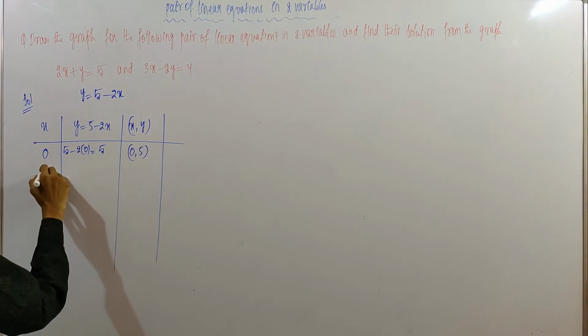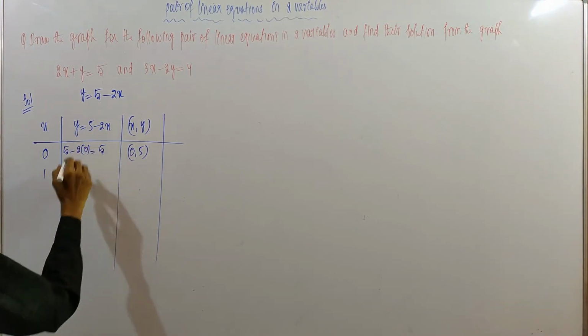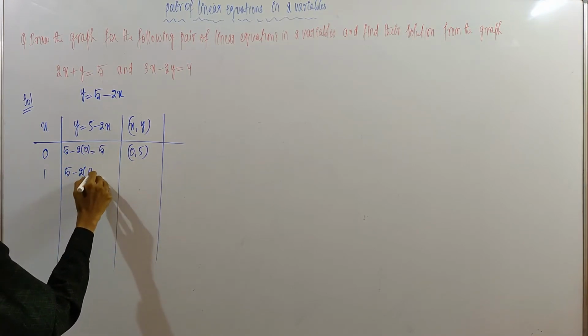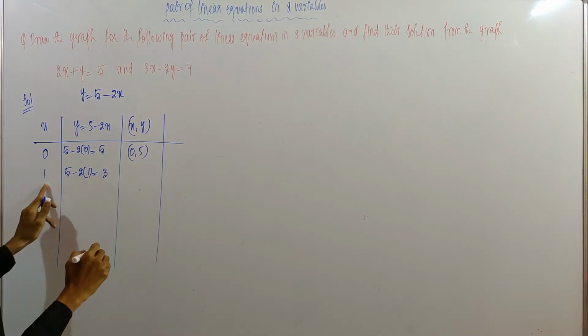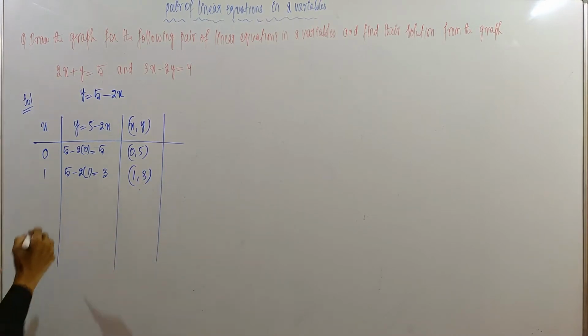Now let us increase the value of x. Let us take the value of x as 1. So here we will have 5 minus 2 into x, the x value is 1. So we have 2 into 1, 2. 5 minus 2, we have 3. We have 1, 3 as the ordered pair.